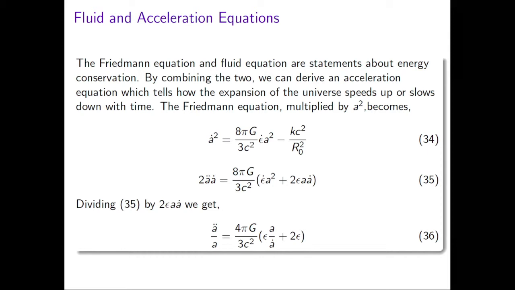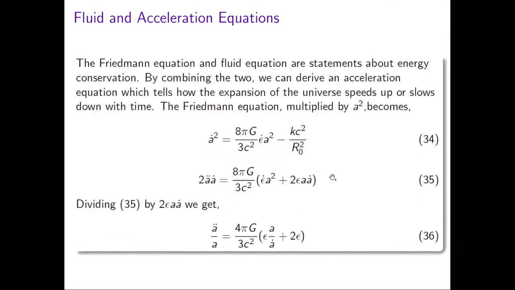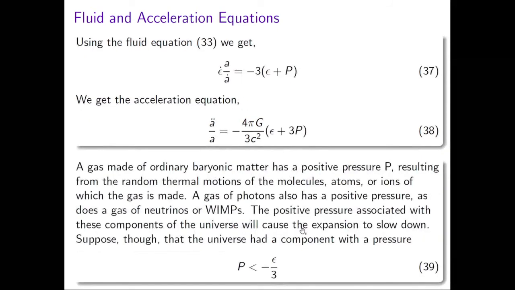So if we divide equation number 35 by 2 a dot, we get equation number 36, that is a double dot by a is equal to 4 pi G by 3 c squared into epsilon dot a by a dot plus 2 epsilon. So this is equation number 36.